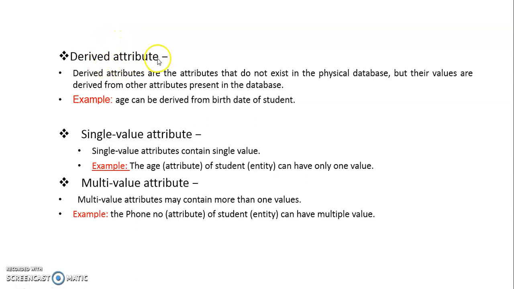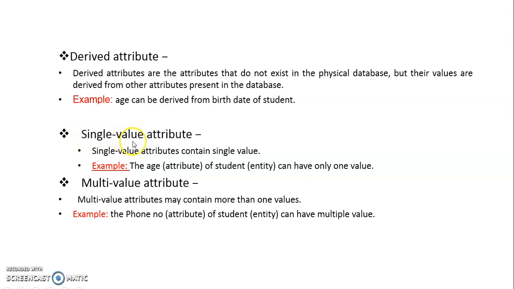Next comes your derived attribute. The name itself says that the attribute is derived from another attribute. Such attributes are known as derived attributes. They do not exist in a physical database, but their values can be derived from another attribute. For example, you have a birth date, like 10/10/2020. Then you can easily identify the age of a particular student. Age is not an attribute which is stored, but we can calculate its value from the birth date attribute which physically exists. So such an attribute is known as a derived attribute.